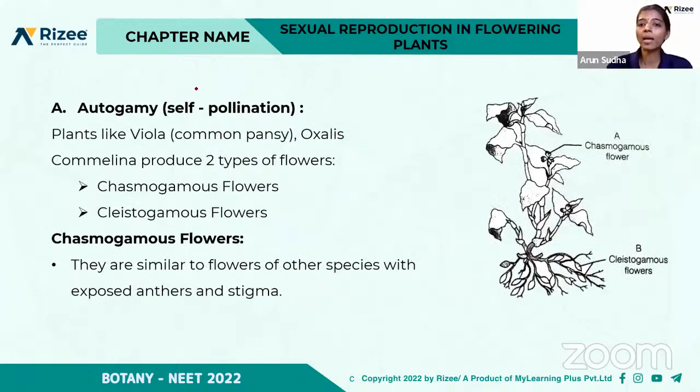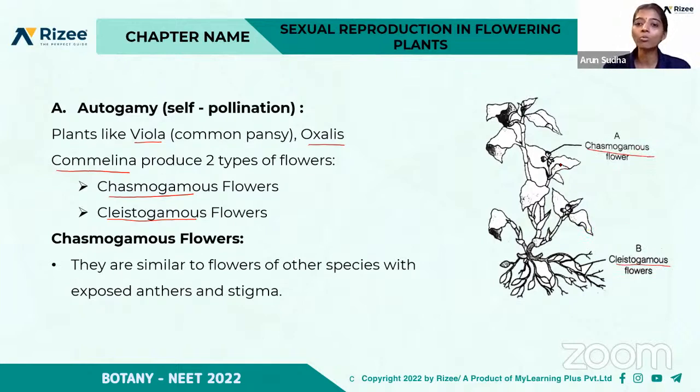In some plants like viola, oxalis, and commelina, the plant produces two types of flowers. One is called chasmogamous flowers and the other is called cleistogamous flowers. So what are chasmogamous and cleistogamous? Here the same plant will have two types of flowers, chasmogamous and cleistogamous.